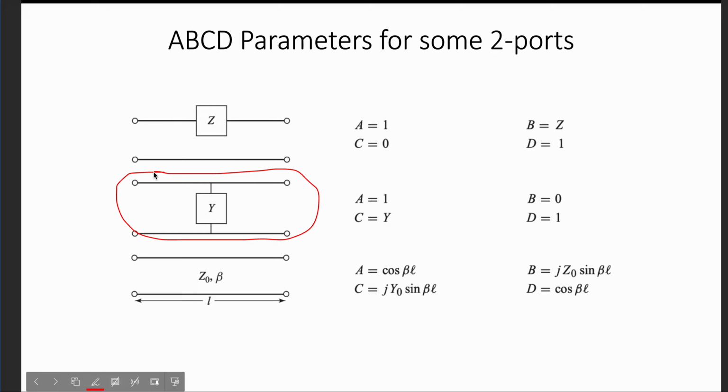Yes, sir, it is true, because my whole structure will look like this only. But the only thing I am saying is this is for y, but you have z. So you just write y is equal to 1 upon z. Sir, my question is, A and D are the same because of cos beta l. Yes, just y will become 1 by z. That's what I am saying. Because A and D are constant, they are independent, they will not change.